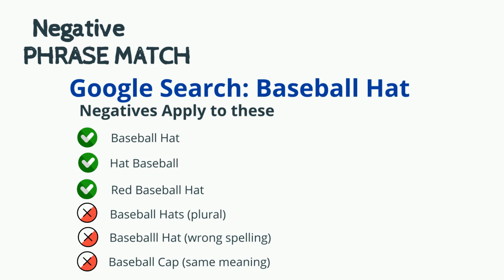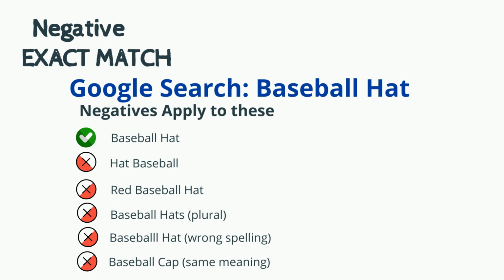Phrase match is a little tighter because it's going to prevent you from having hat baseball. So if you have phrase match, now it has to be baseball hat. You have to have it in the right order for phrase match. And then we come to negative exact match. Negative exact match adds one more constraint. It's the same as phrase match, so you have to have it in the exact same order. Has to be the exact 2 words or 3 words or however many words you have in there. But it has one more restraint. It can't have any other words around it.